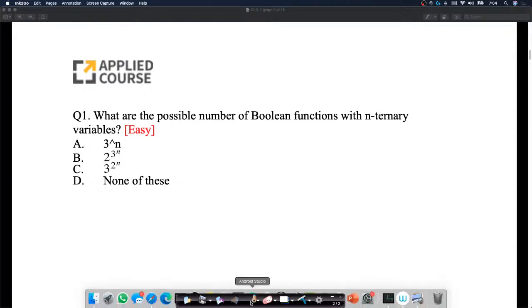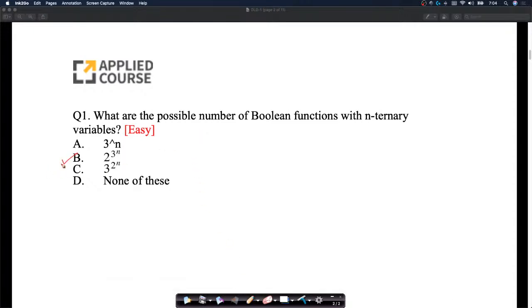Anyway, let's get into the solution. The answer is actually B, and it's very straightforward. Let's draw the diagram. Oftentimes it's important. What are the possible number of Boolean functions? These outputs are Boolean with n ternary variables. So you have n ternary variables. Look at this: you have variable 1, variable 2, and variable n. Each of these can take 3 values. These are not binary variables. Each of them can take 3 values.